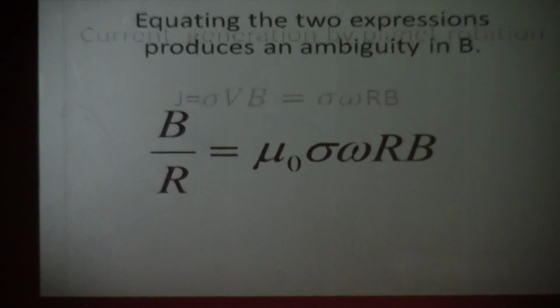So next slide. Well, you discover that this gives an ambiguous situation. The magnetic field over the radius is equal to this constant, the conductivity, the angular velocity, the radius, and the magnetic field. So the field goes up, the field goes up, and it keeps getting higher and higher.